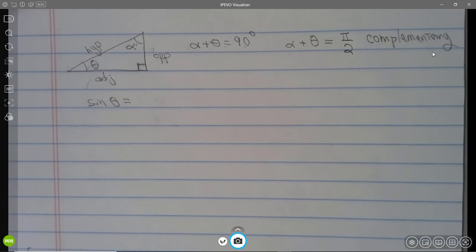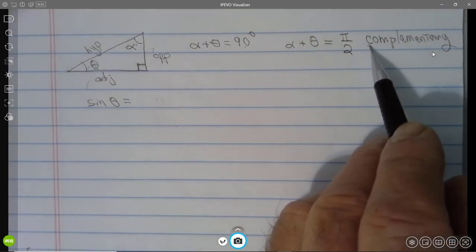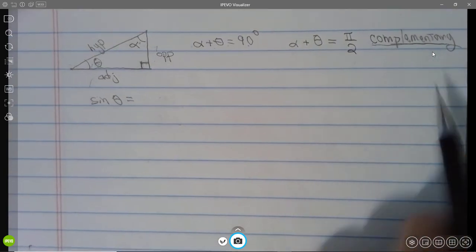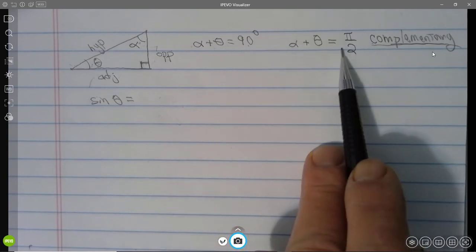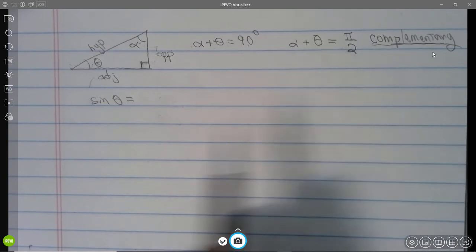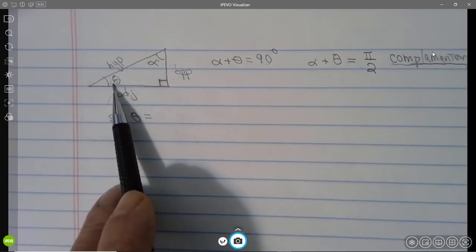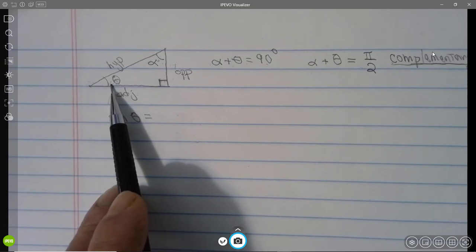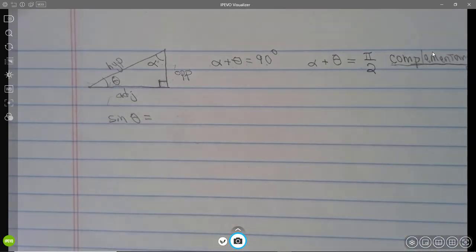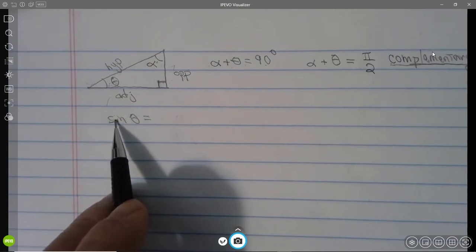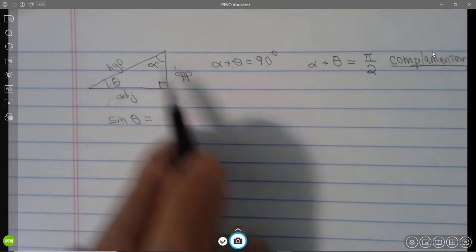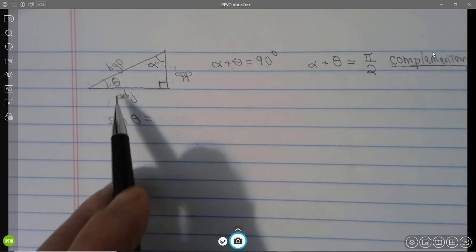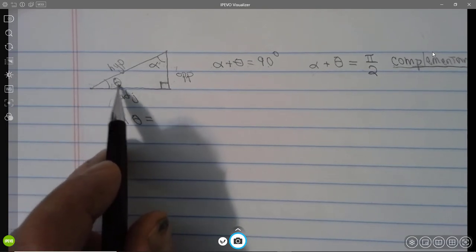Now, two angles are complementary if they sum to the measure of a right angle, and that's actually where the name for cosine or cotangent or cosecant, the co part of that name, comes from: the word complementary. And I just want to show you where that comes from and why we get the identities that we do. Let's take theta here.